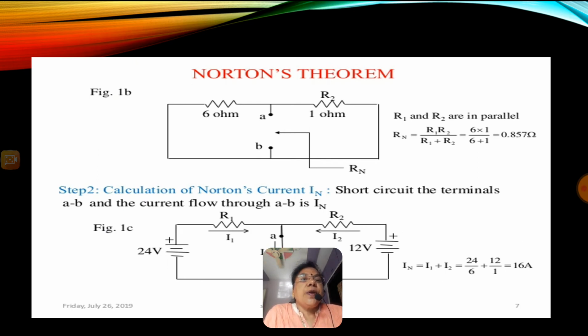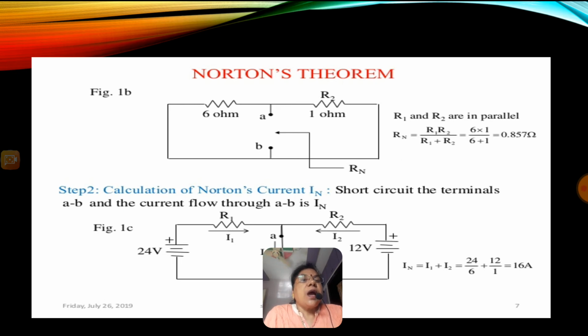Now from these 2 points, if you look into the circuit, what is the total resistance offered by the circuit? The 6 ohm resistor, that is R1 and R2, now come in parallel. So the total resistance Rs will be R1 R2 upon R1 plus R2. So 6 into 1 upon 6 plus 1, that is equal to 0.857 ohm.